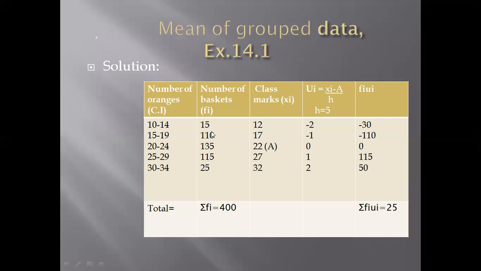Now multiply fi and ui. This is 15 and minus 2, that is minus 30. 110 into minus 1 is minus 110. 135 into 0, that is 0. 115 into 1 is 115. 25 into 2 is 50. Now add all these. The sigma fi ui, that is equal to 25. Then here sigma fi is 400.